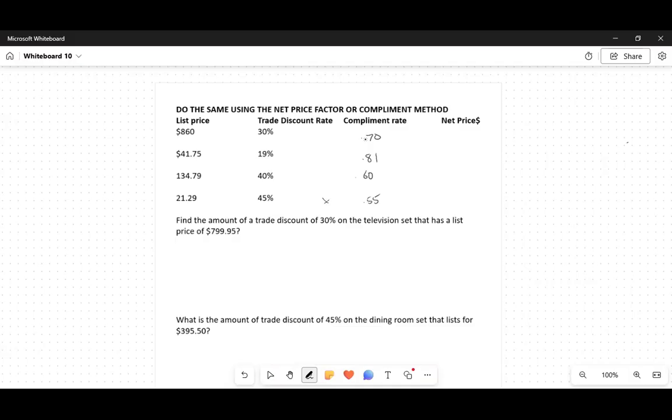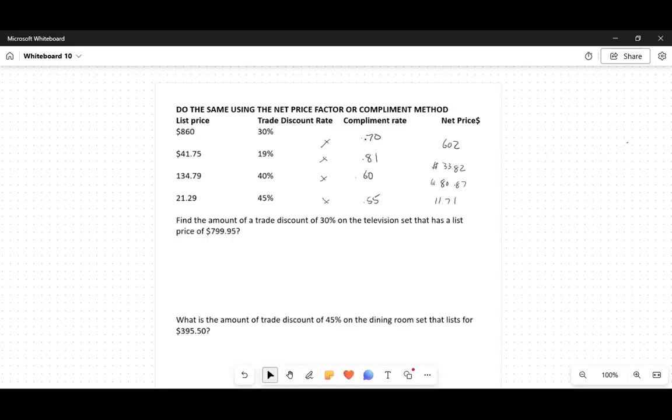So now I would just do the math from the list price to each of these. And again, 70%, it comes out to $602. That's how much I'm going to have to pay, my net price. If you look back at that last page, it was 602, same price. 41.75 times 81% is 33.82. So that is my net price. That's what I'll actually pay after my discount. 134.79 times 60% means I'm going to pay $80.87, I believe it is. And then lastly, if I pay 55% of 21.29, I'm going to be paying $11.71.